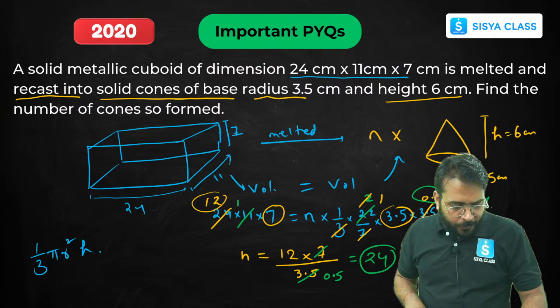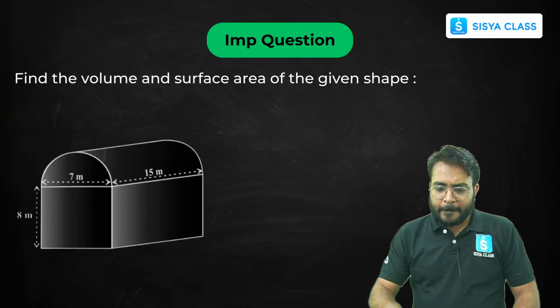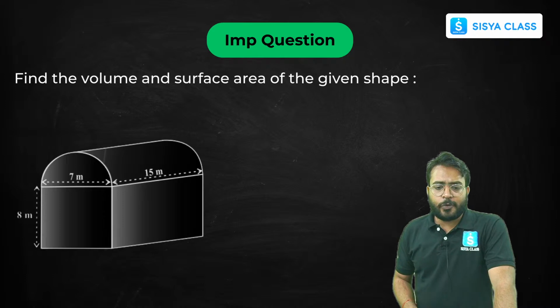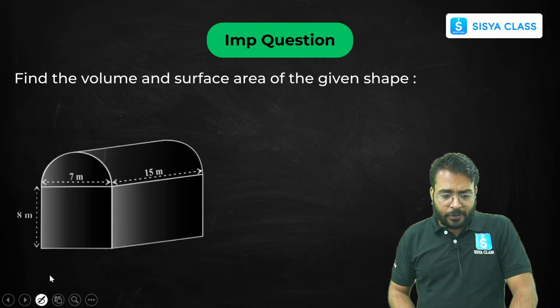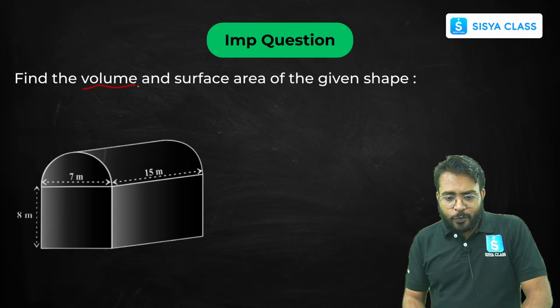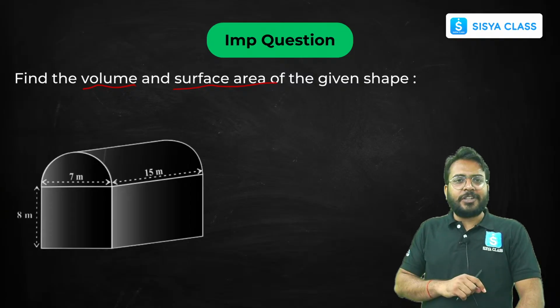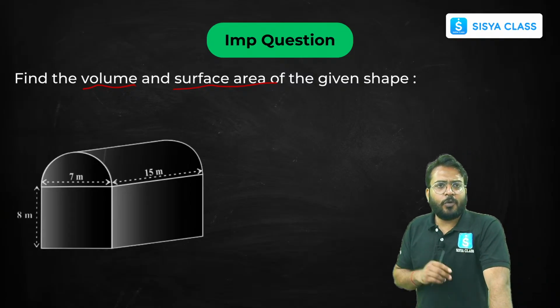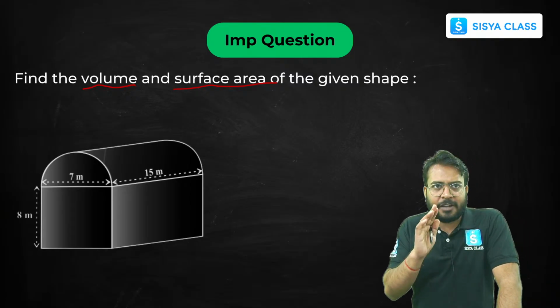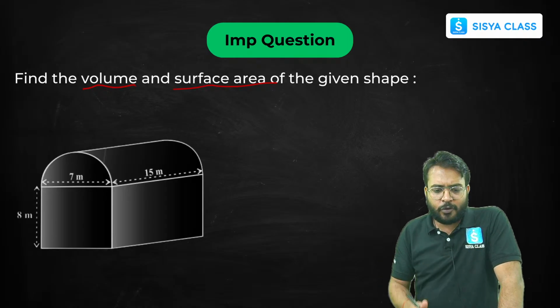Now there is one more important question. Suppose you are having this, and you need to find out the volume and surface area of this given shape. So how are you going to solve this? I will give you the hint. I am not going to solve it.